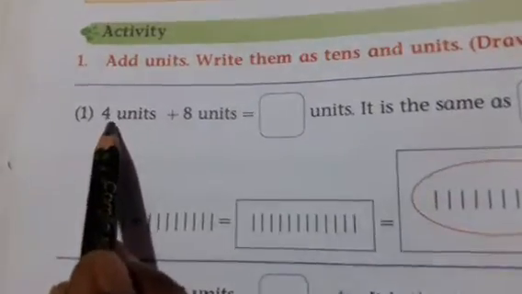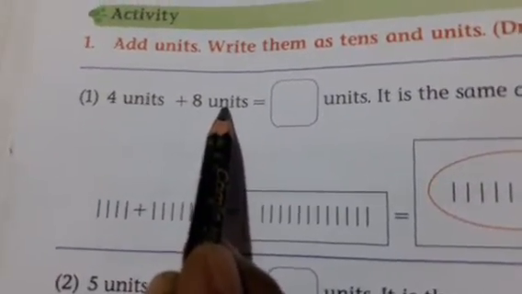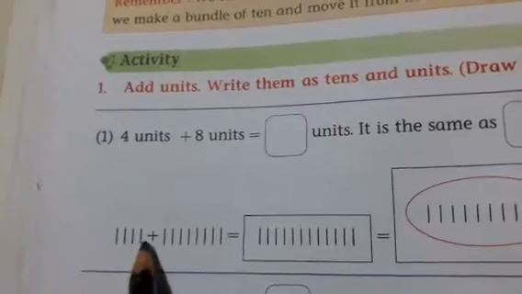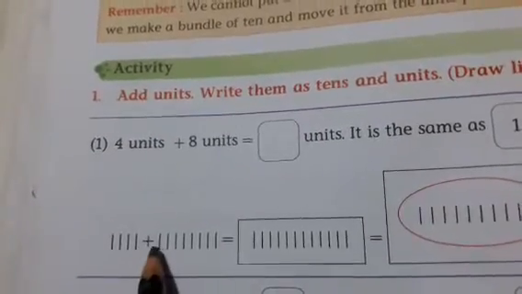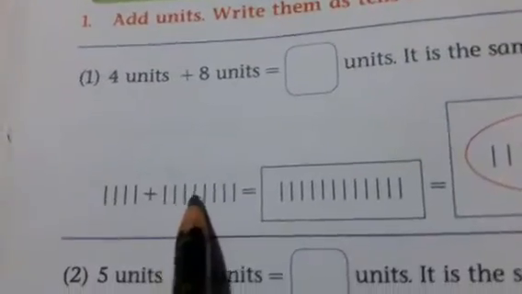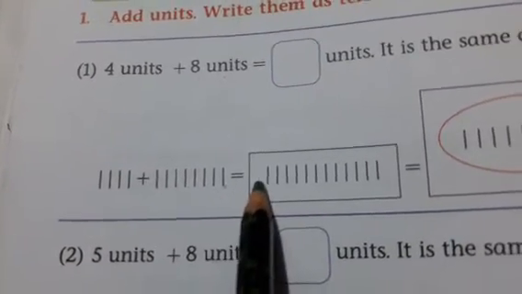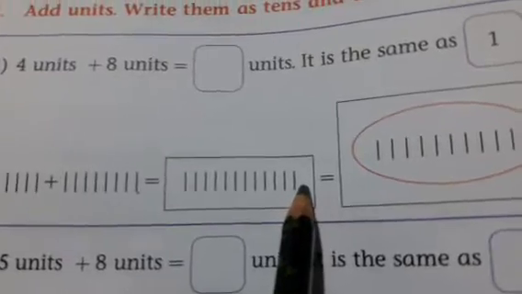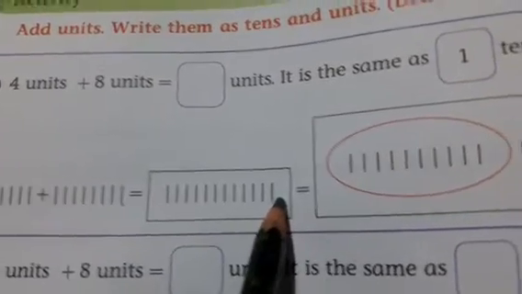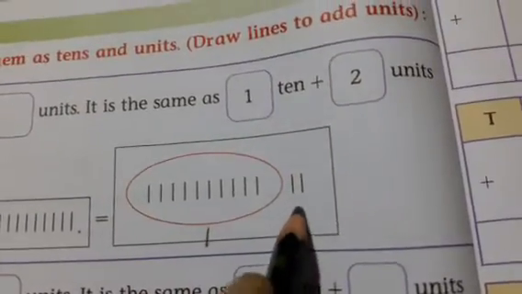Number 1, 4 units plus 8 units. Do the addition. After 4, count 8. 4, 5, 6, 7, 8, 9, 10, 11, 12. Means these are 12 standing lines. 12 means 1 ten and 2 units.